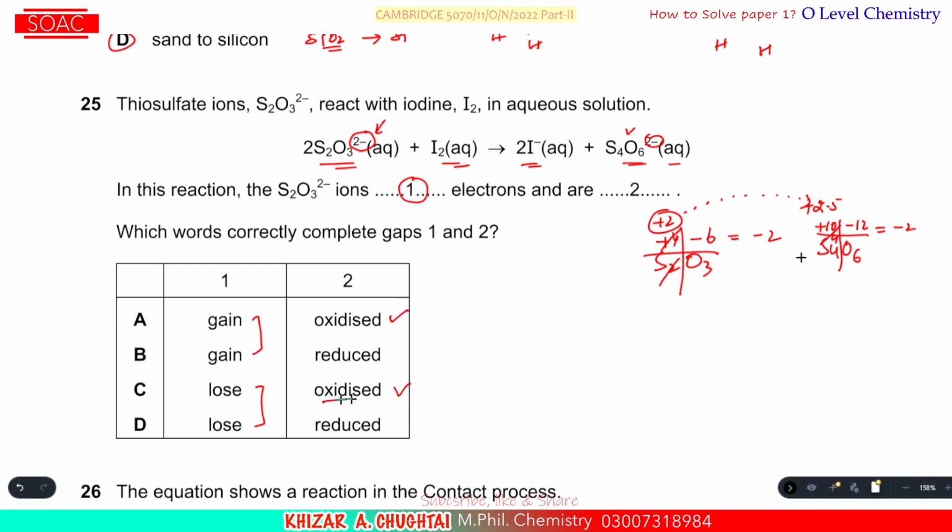And you know, oxidation is the loss of electrons. So thiosulfate is going to lose electrons, that is, it is oxidized, and it has lost electrons, right? So oxidized, loss of electrons, C is the correct option.